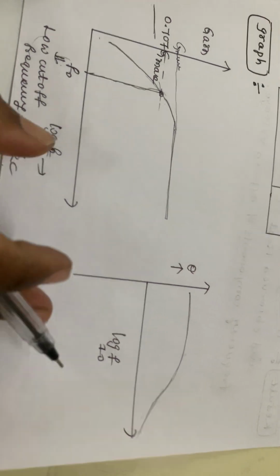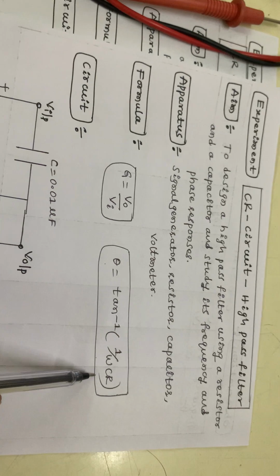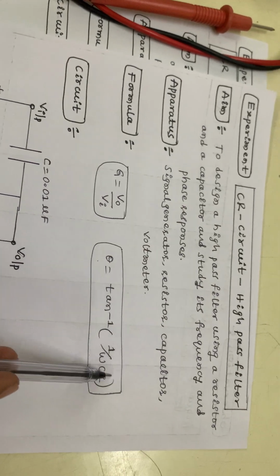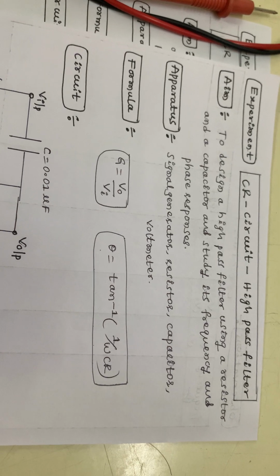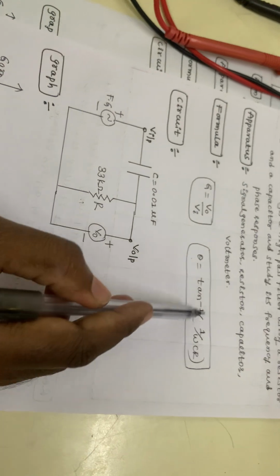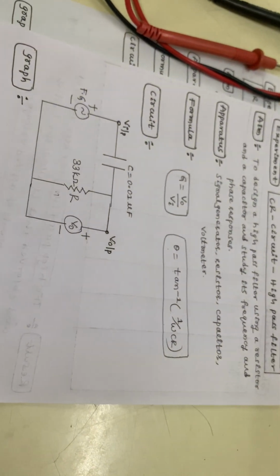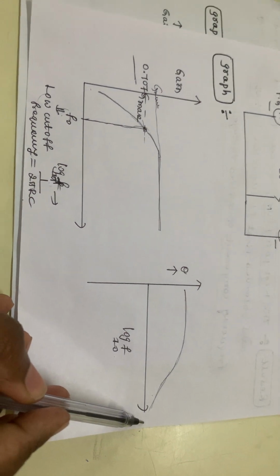Correct? So how do we calculate the phase? Here phase is equal to tan inverse 1 by omega CR. Why is the formula changing? Because the output is taken across the resistance. That's why here there is no negative sign. Therefore, if you take frequency versus theta, you get a curve like this.